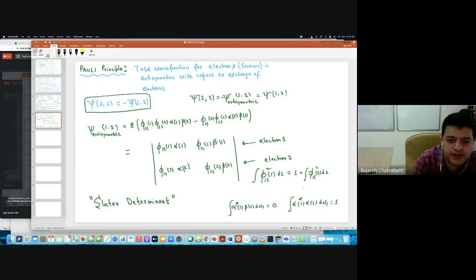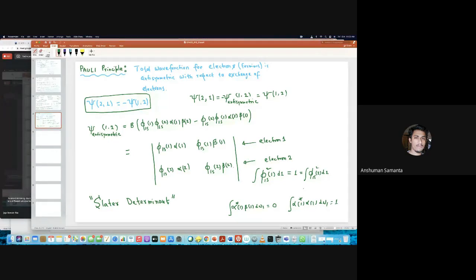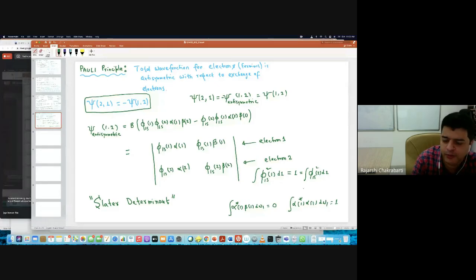If I multiply all this and take the same thing and multiply with it, you can do it yourself. You will find that there will be 4 terms. One is 0, another one is 0, and then one is 1, another one is 1. So 2. So N squared becomes 1 by 2, so N becomes 1 over root 2. I'm not doing it, you can do it yourself. So this is your Slater determinant for the ground state of the helium atom.